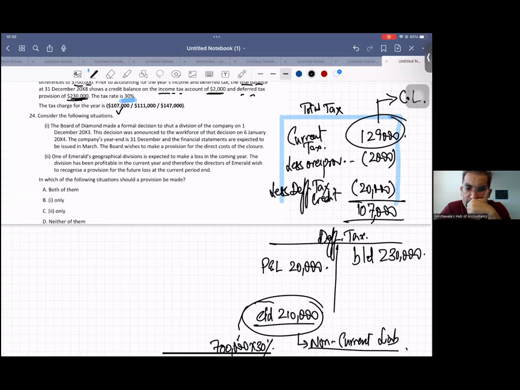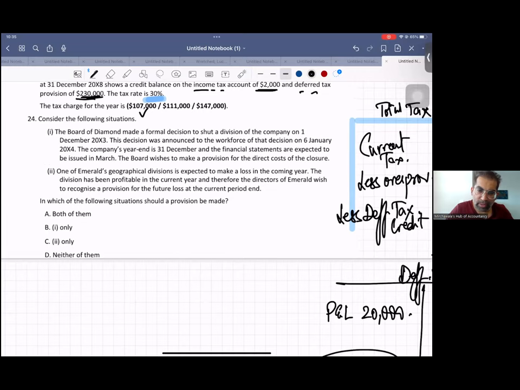Okay, listen. Yes, deferred tax 210,000 in the SOFP, correct. Now the next thing, my dear students, is again a theoretical question related to IAS 37. Consider the following situation. The Board of Diamond made a formal decision. I hope you remember one thing. Do you remember the restructuring provision? There was a topic, restructuring provision.